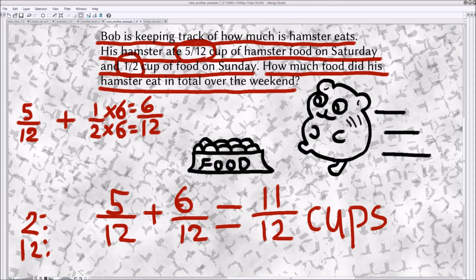cups of hamster food. So that's the answer to this problem. If you got it, good job. If you didn't, good job attempting it. And don't worry if you are struggling understanding some of this, because it takes a little while to get the hang of it. And we're going to continue to do more practice, and you guys are going to continue to improve and get better and better.